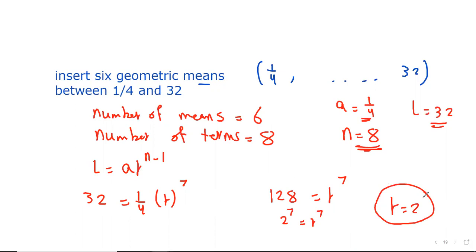So the geometric means are: after 1 over 4, you will multiply by 2, it's a half. Then multiply by 2 again, it's 1. Then multiply by 2, 2. Multiply by 2, 4. And 8. Then 16. They are the geometric means inserted in this sequence between 1 over 4 and 32.